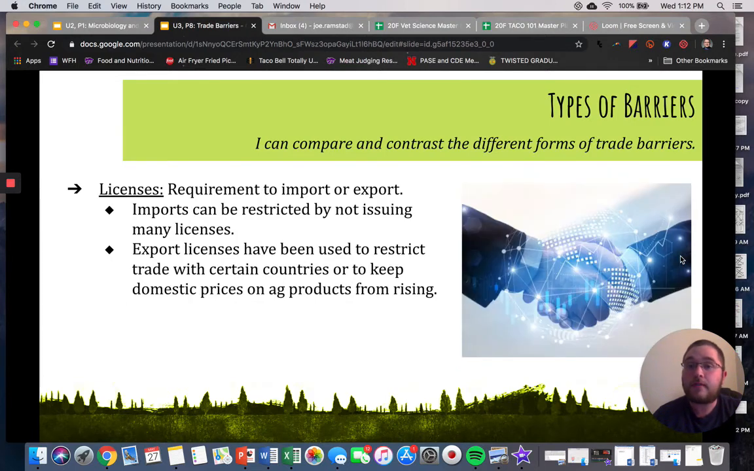Okay. Now, just like we need a license to drive a car, or for me, to teach a class, you need a license to import or export a good. Imports can be restricted by not issuing many licenses, and export licenses have been used to restrict trade with certain countries or to keep domestic prices on agricultural products from rising. So licenses are generally another hoop you have to jump through in order to import or export, and the government or issuing agencies can restrict the amount of licenses they issue over time.